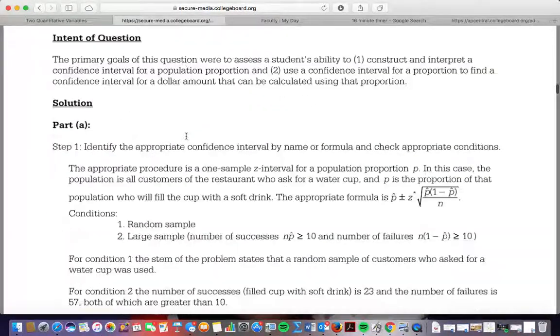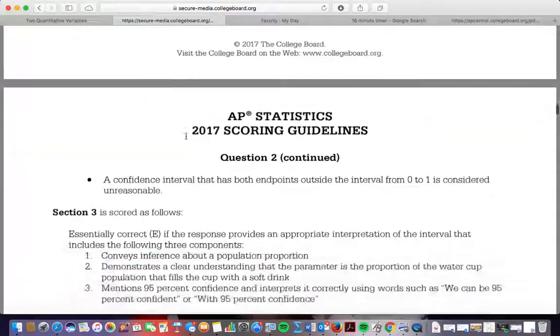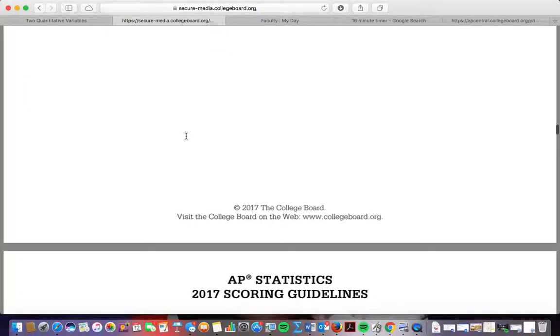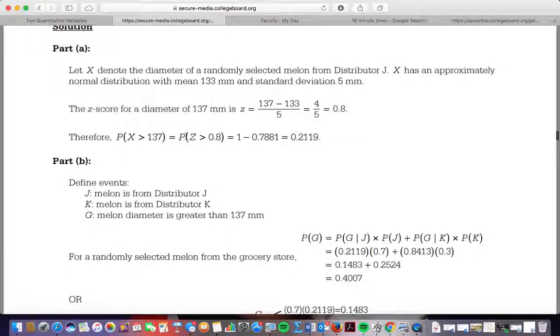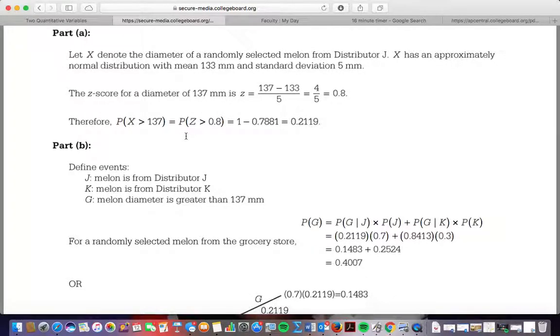All right, number 3, 3A. Let's look at this one. We did skip number 2; we haven't done number 2 yet. Number 3A, this is just an example: X is the diameter of randomly selected melons from distributor J. The Z-score for a diameter of 137 would be 0.8, okay? Therefore, the probability would be 0.2119.